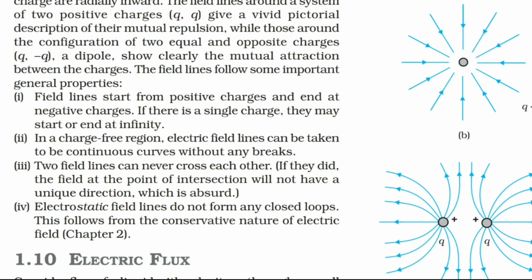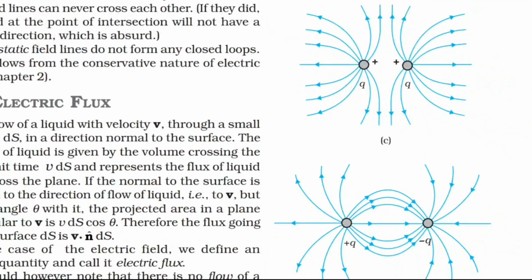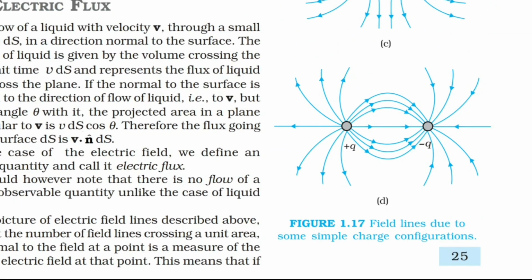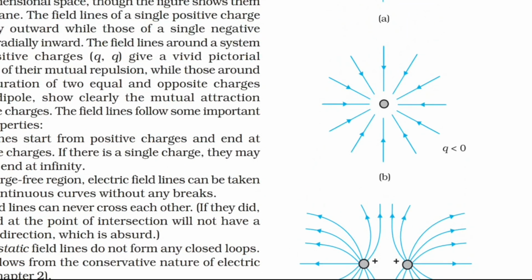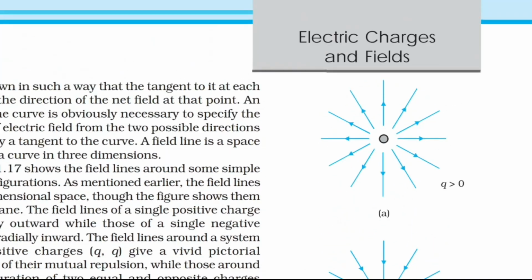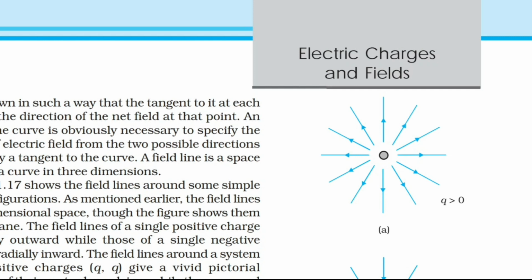What are field lines? The tangent to the field lines at any point gives the direction of the electric field, and the relative closeness of field lines shows the strength of the electric field. Then the diagrams are also very important. This shows the field lines due to a two charge system, that is unlike charges, and this is the field lines due to like charges. This is the case with negative charges and this is the case with positive charges. All the diagrams are very, very important.